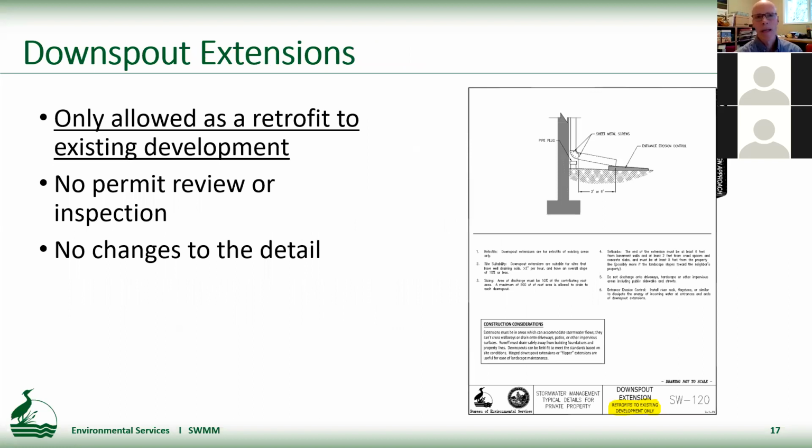Next. Downspout extensions. The only news here really is that BES is changing its position on these. They're really only going to be allowed as retrofits, not for new and redevelopment, because of all the trouble for design and permitting and construction that we've seen over the years with simple downspout disconnections. Next.